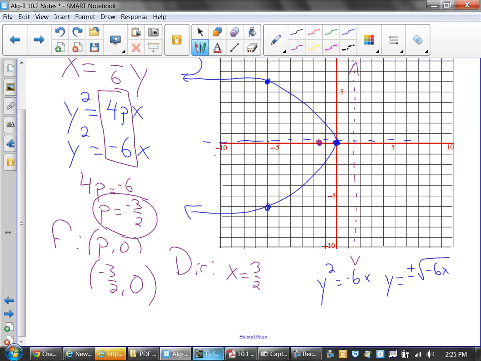Yes, sir? Is there a plus or minus button in the calculator? No. Just do one of them and get the symmetric twin.